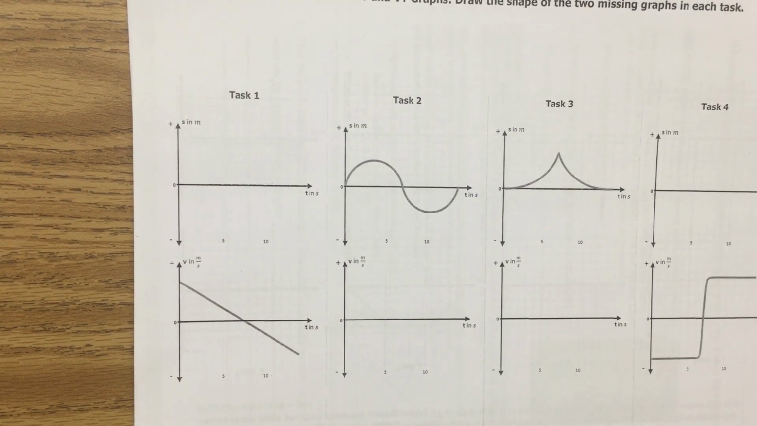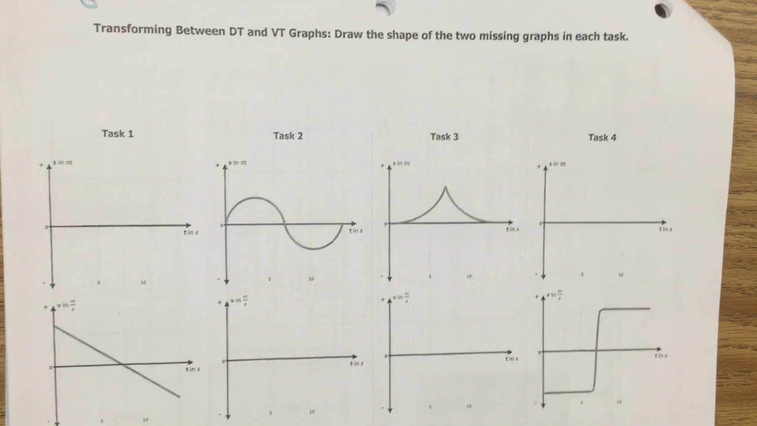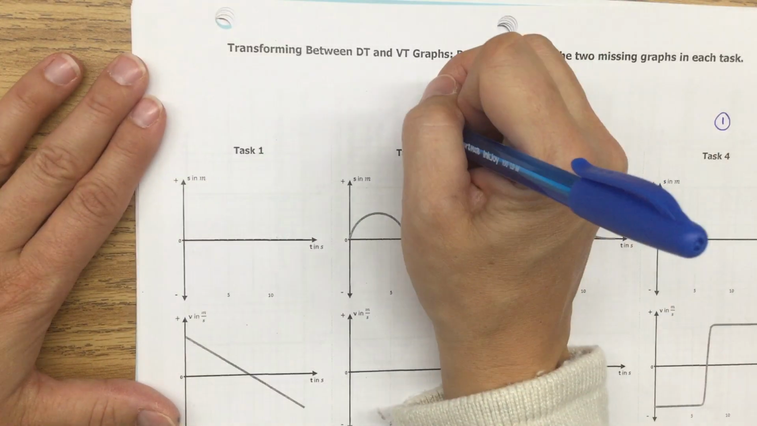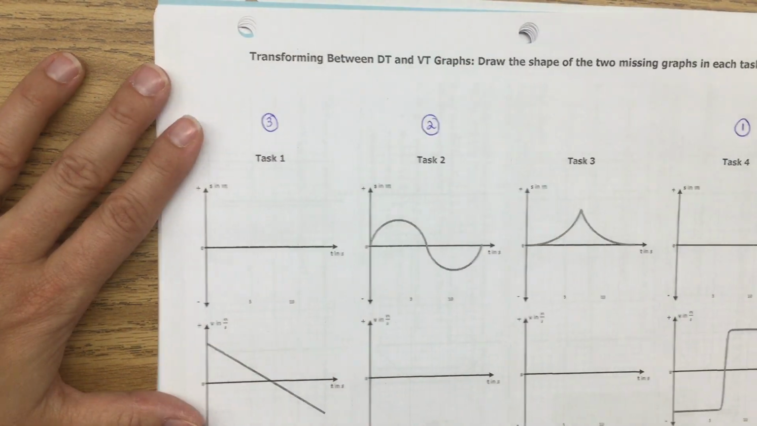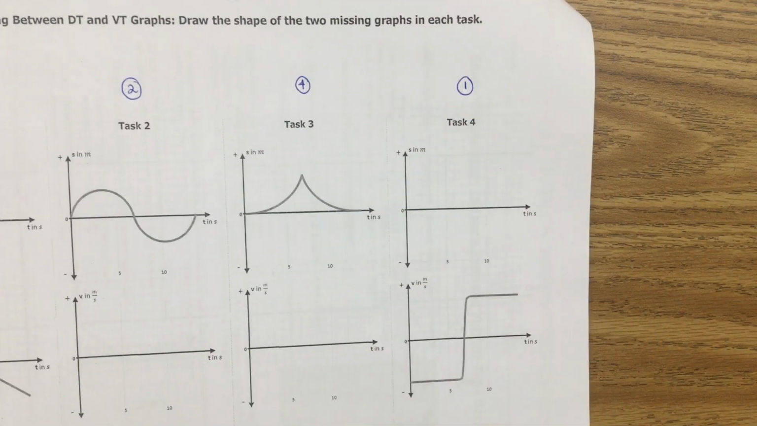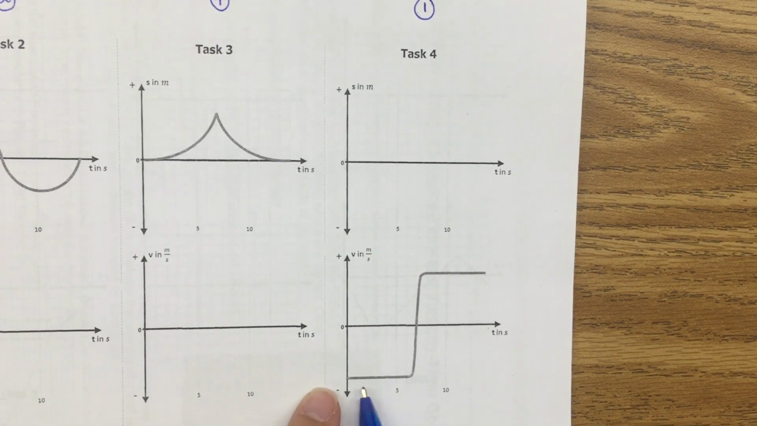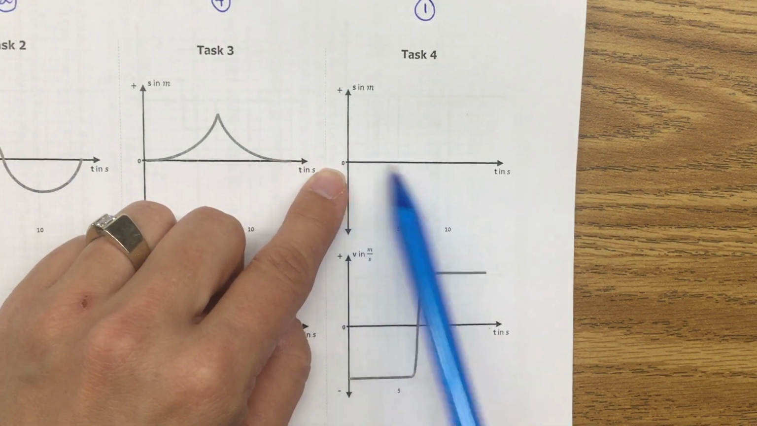Okay, so on the next page I have 4 graphs, and it says transforming between DT and VT graphs, draw the shape of the missing 2 graphs in each task. And we're going to do these like this. We're going to do this one first, then number 2, then number 4, and then we're going to do number 3 last. Okay, so we're going to take a look at this one first because this is the easiest graph to look at. We have a VT graph here and we want to change it into a DT graph.